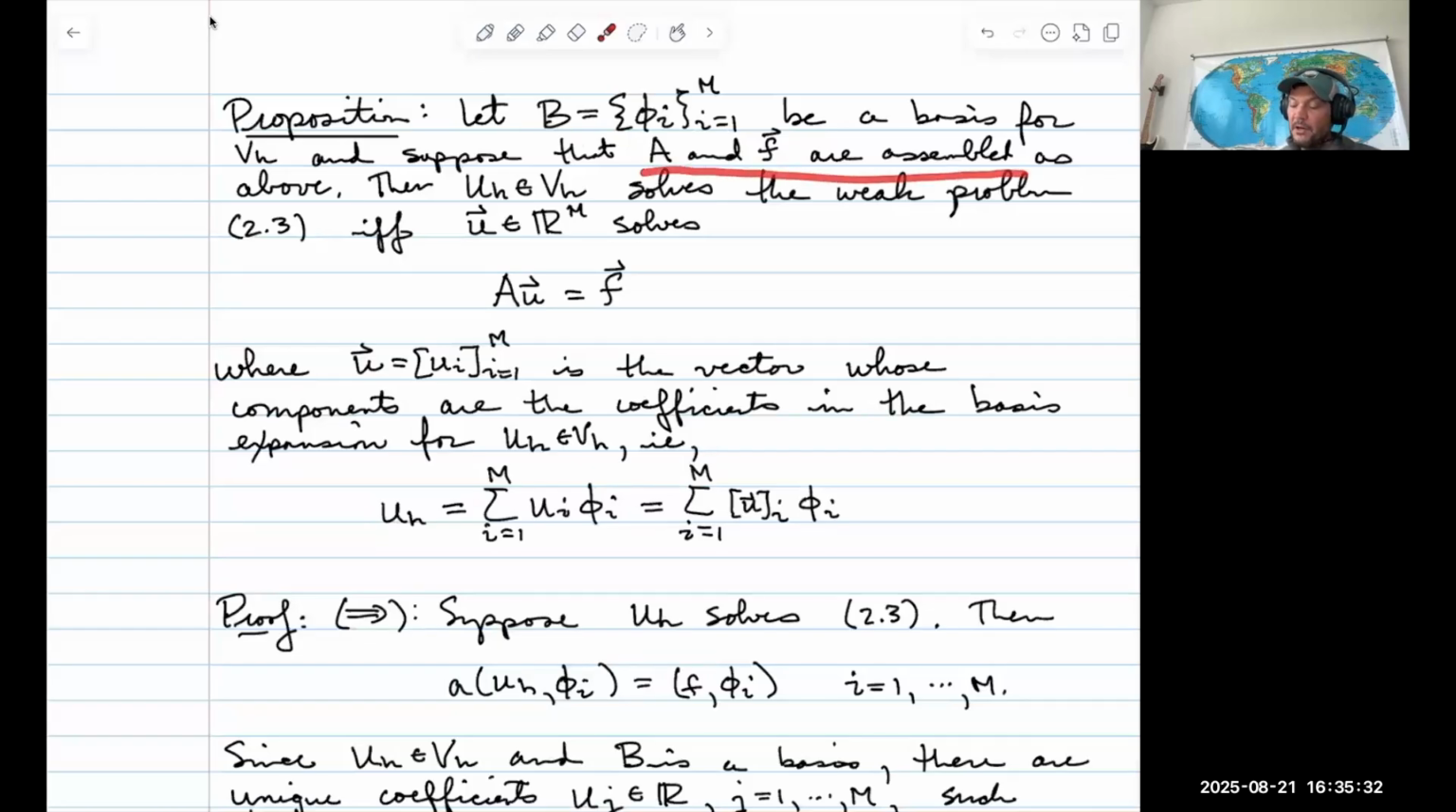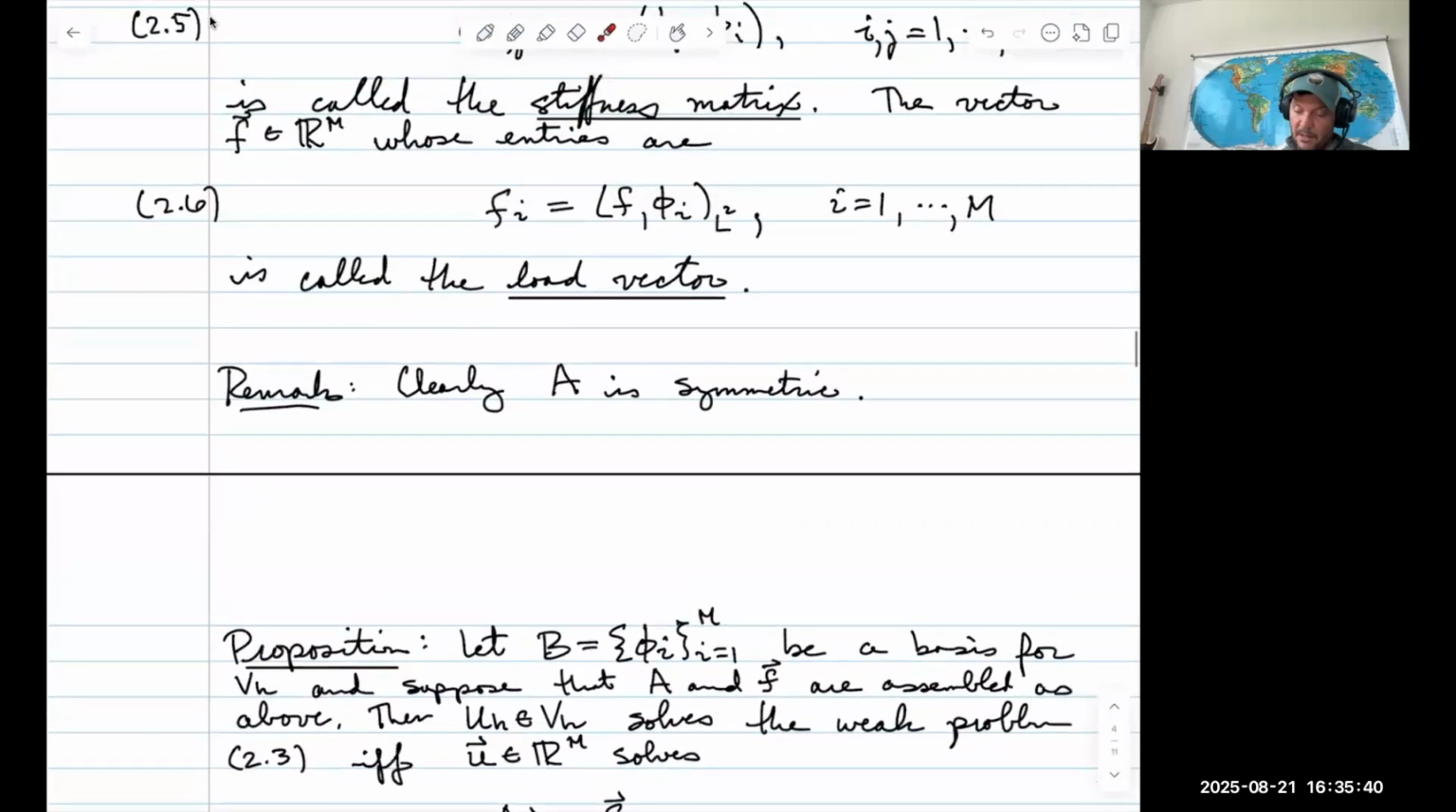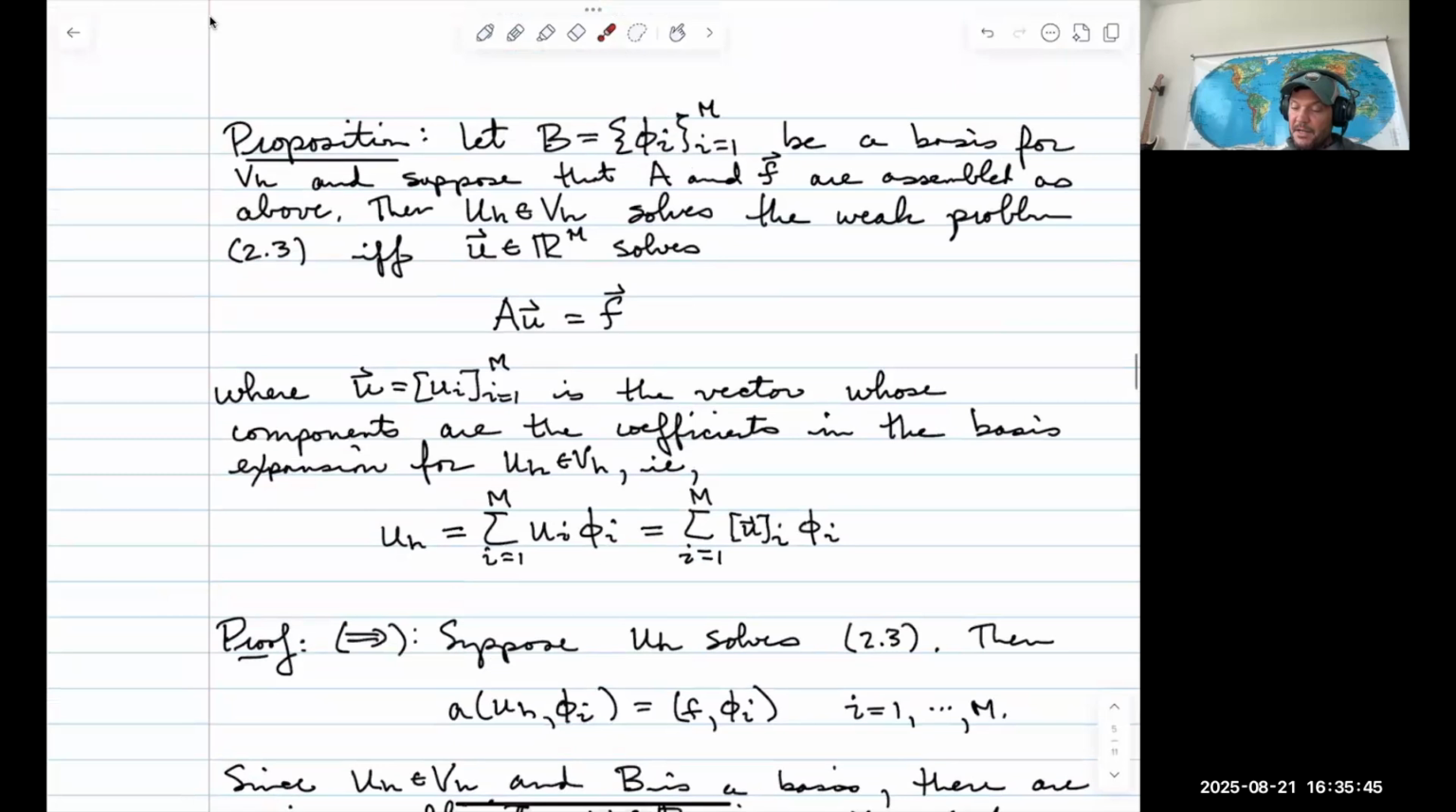Suppose that A and F are assembled as above. In fact, when we start talking about writing code, we'll talk about assembling the stiffness matrix and the load vector. And see, I gave that a name, right? I might have forgotten to say it, but F is called the load vector. We're going to talk about assembling the stiffness matrix and the load vector, and I'll give you actual procedures for doing this.